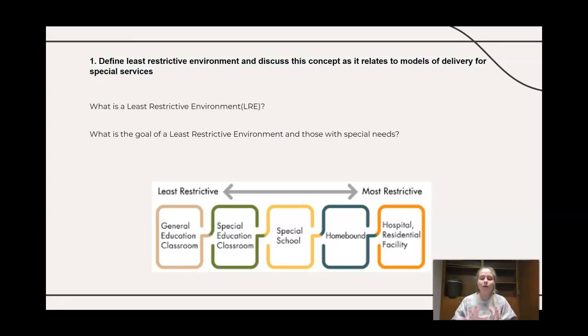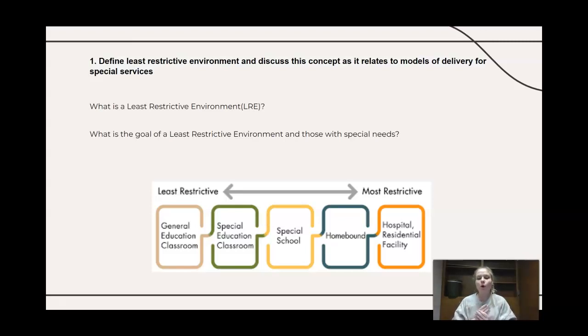So in the little visual below, it shows the least restrictive to the most restrictive environment. This is from a PBIS website, and it shows that the least restrictive is the general education classroom, and if that doesn't work and you need to up it, you can put them in a special education classroom. This may be for part of the day or a full day. And then the next level is a special school that may specialize in special needs, like say they're hard of hearing, so they need to go to an ASL school.